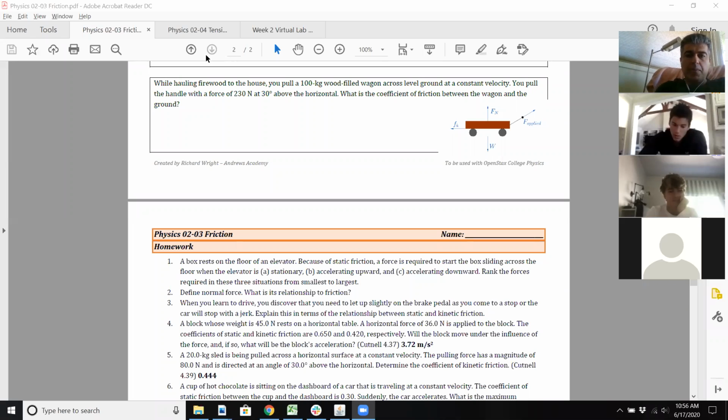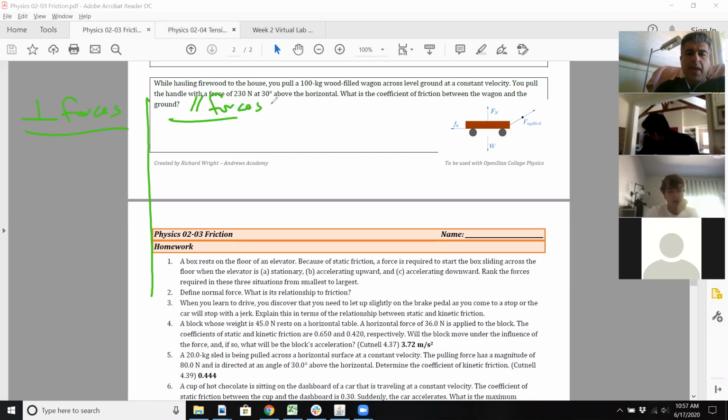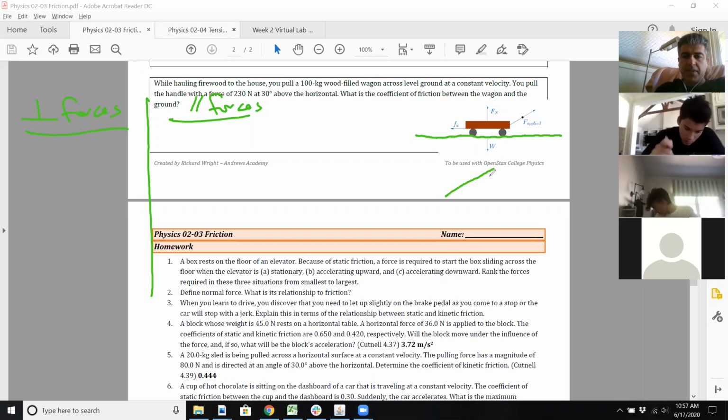You want to break it down to perpendicular forces and parallel forces. What I mean by that is parallel to the surface or perpendicular to the surface. So your applied force looks like this. It's not purely horizontal, nor purely vertical. So you have to break it down.